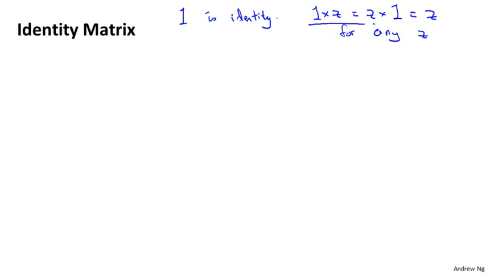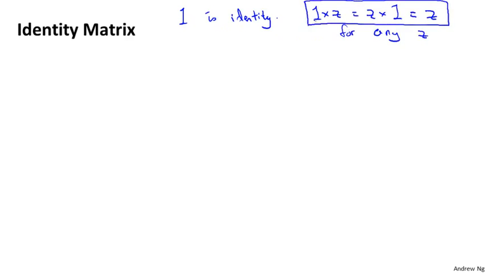Finally, I want to tell you about the identity matrix, which is a special matrix. So let's again make the analogy to what we know of real numbers. When dealing with real numbers or scalar numbers, the number 1 can be thought of as the identity of multiplication. What I mean by that is that for any number z, the number 1 times z is equal to z times 1, and that's just equal to the number z, for any real number z. So 1 is the identity operation and satisfies this equation.